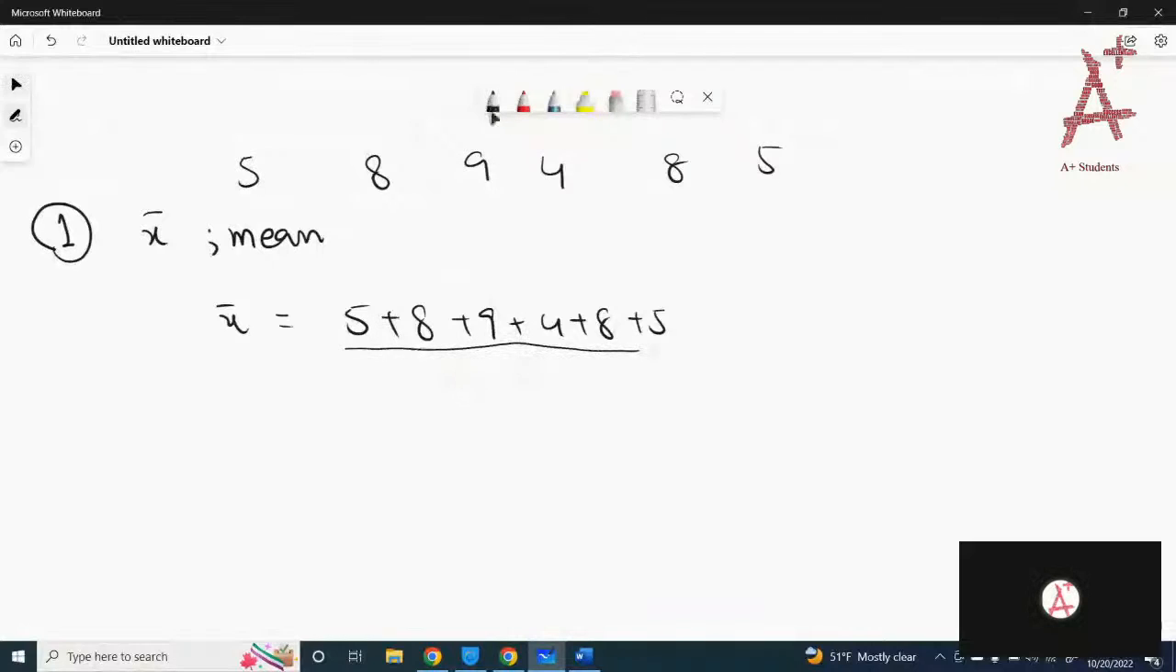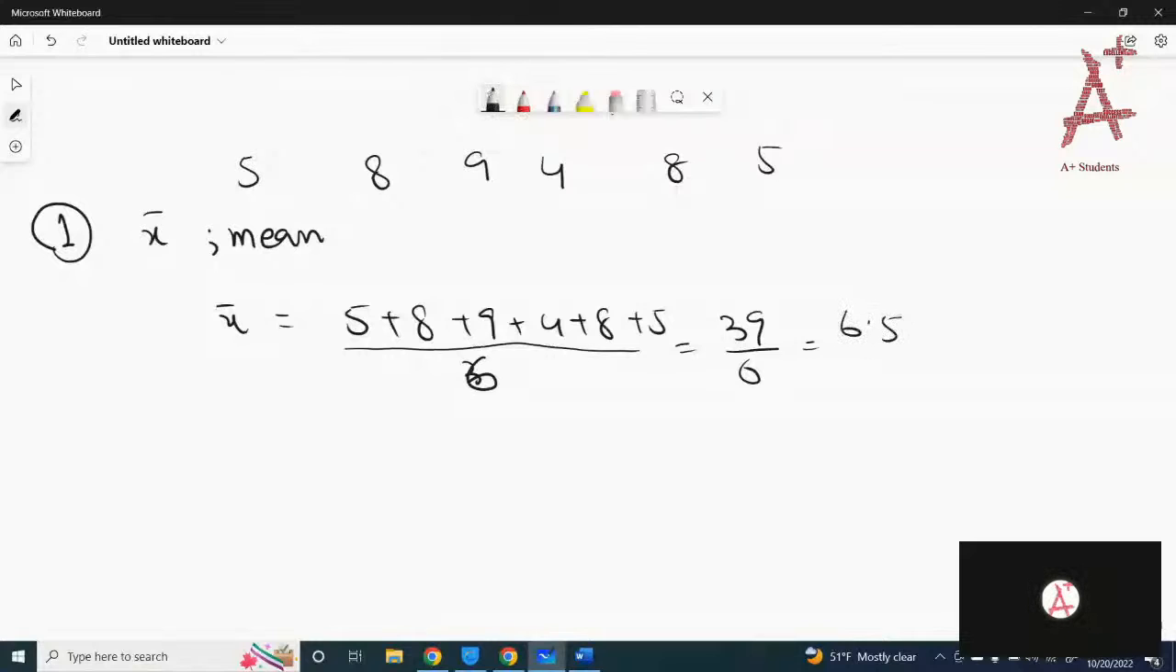So let's calculate the sum. The sum is 10, and 16 is 26, and 4 is 30, and 39. The sum of all the numbers is 39. And 39 divided by 6 is 6.5. That means the mean value for all the data is 6.5. Got it?